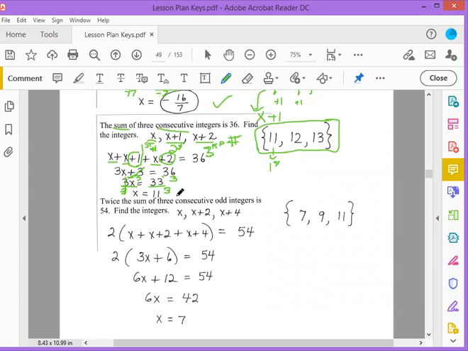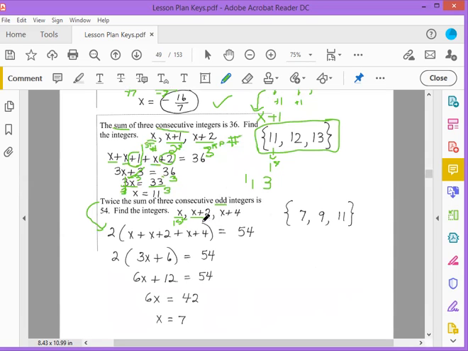Twice the sum of 3 consecutive odd integers is 54. So twice the sum, the word twice means to multiply by 2. Now consecutive odd integers, there's a little bit more distance between them. The first number we use x to represent. Now to go from one odd number to the next odd number, we have to add 2.